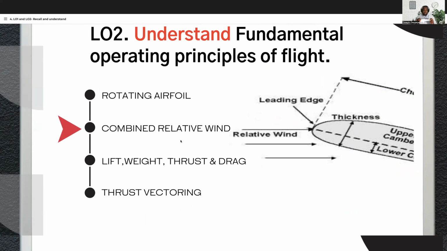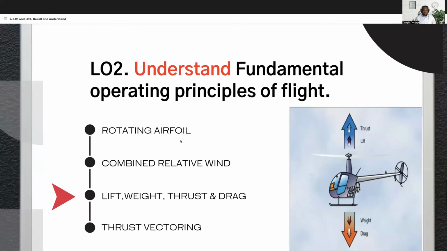However, in a helicopter, the relative wind has two components, one of which is translational, which is similar to a fixed wing airplane. The airplane is moving through the air, so it's going to generate some relative wind from that. But we also have a rotational relative wind. Because the rotor is rotating, being driven by a mast, this rotation combines with the other relative wind to give you your combined relative wind.